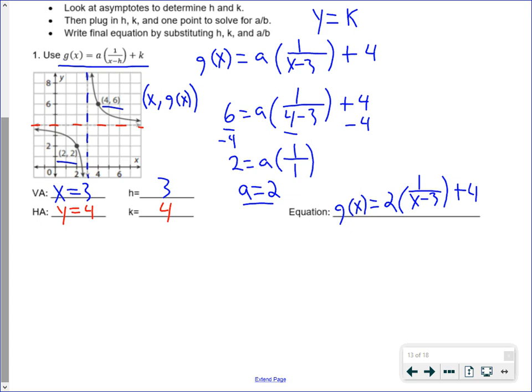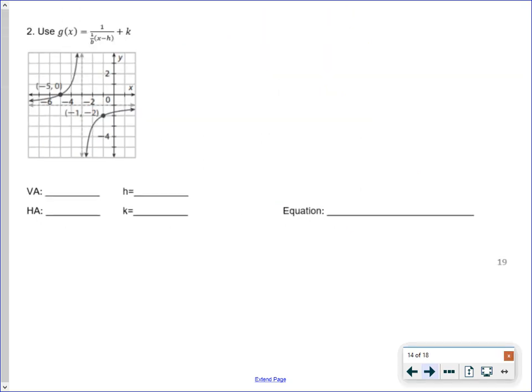So you're going to plug that back into the equation as well with the h and the k. Solve for either your a or your b. All right? So let's go on to example number 2.